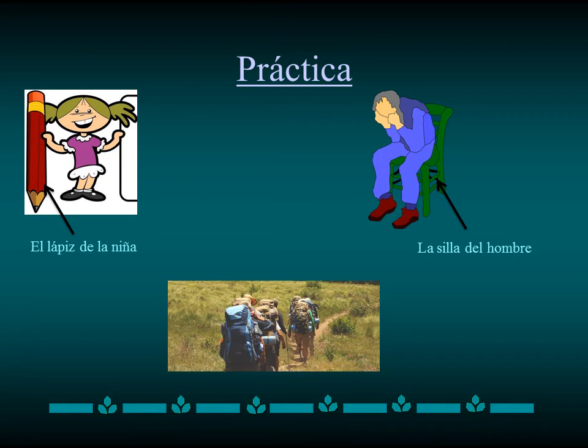And then we've got, ¿qué son estos? So what are these things? So what are they? There's people, so personas. So las mochilas de las personas. The people's backpacks.